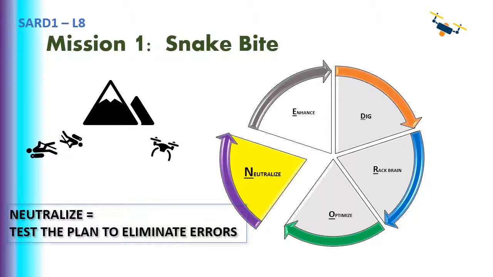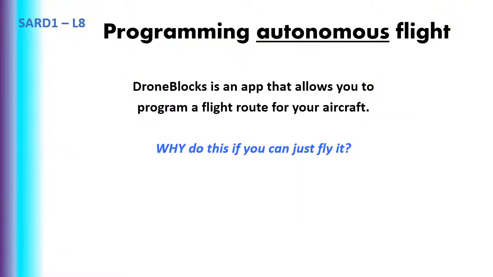So this week we're going to talk about neutralize. That's the next phase. And in the neutralize phase, this is where we look at our plan to make sure that we don't have any errors. We're going to neutralize any potential errors. So how do we do that?